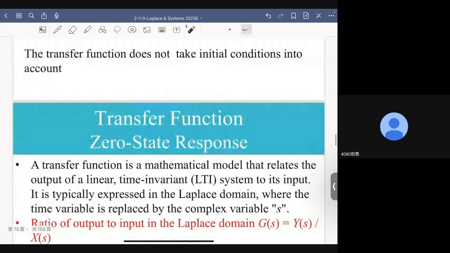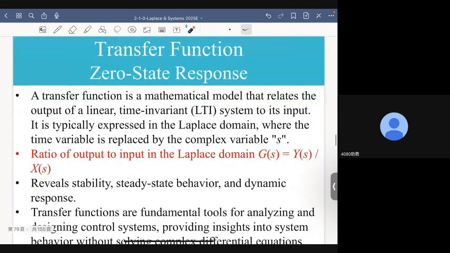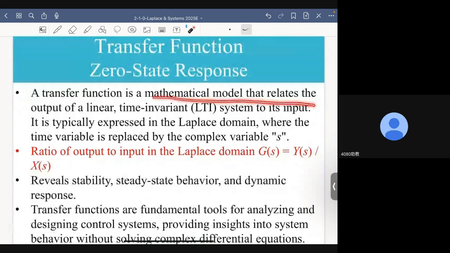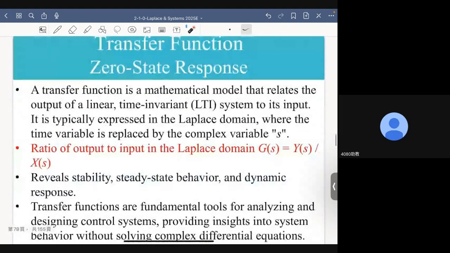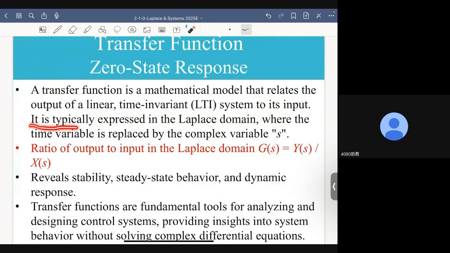Okay. Now, more remarks about the transfer function because of its importance. A transfer function is a mathematical model that relates the output of a linear time invariant system to its input. How? Y of x is equal to G of x over F of x. All right? That's how the transfer function relates the input and output. Okay? It is typically expressed in the Laplace domain where the time variable is replaced by the complex variable, x. So x is what we call complex frequency.